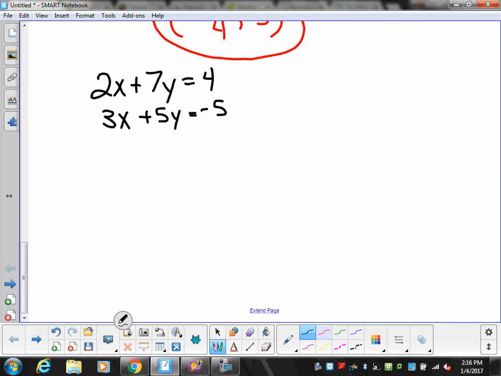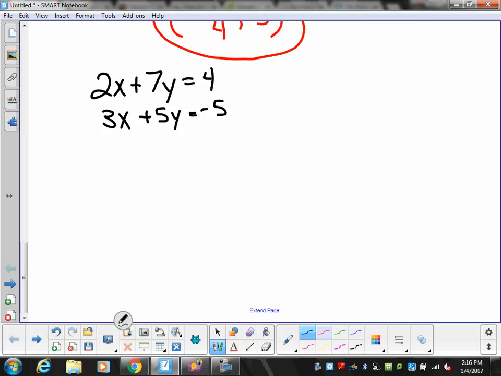Look at this one real quick and tell me what's different about it. Because I'm still trying to solve using elimination. Neither one has the same x. Neither one has that opposite coefficient that I need. Okay, so when that happens, you can still use elimination. You just have to create it.